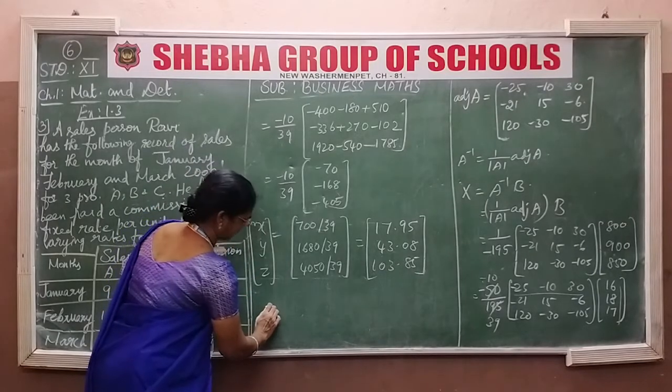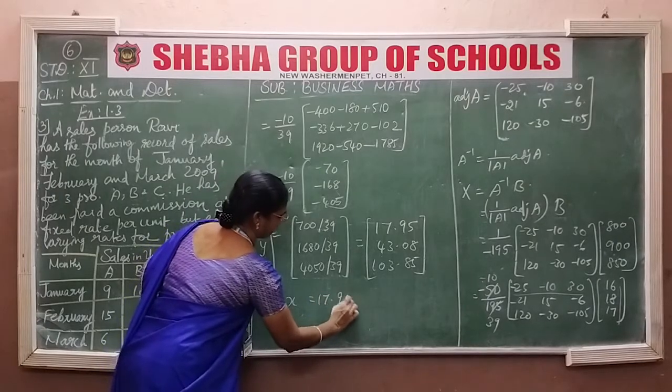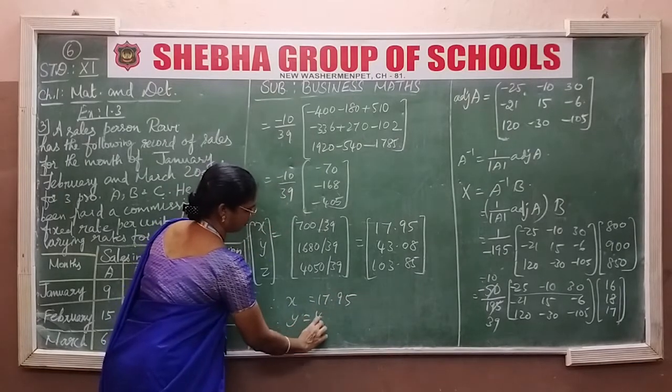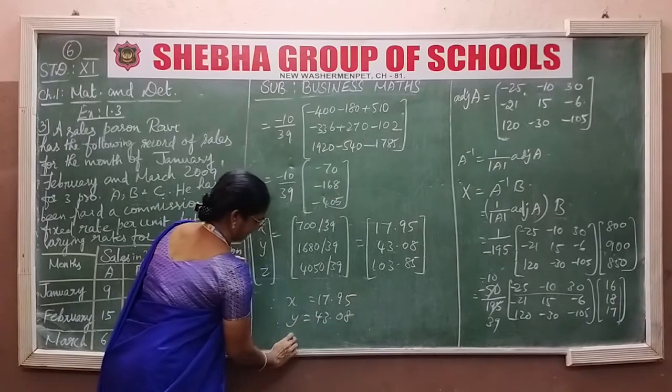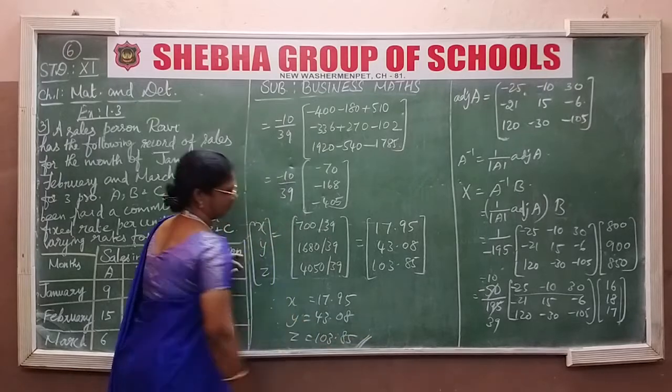So therefore our solution is x is equal to 17.95, y equal to 43.08 and z equal to 103.85. This is our answer.